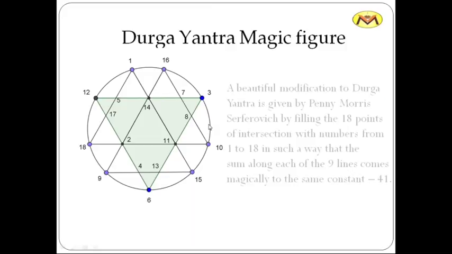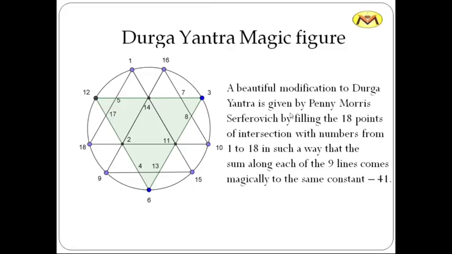So there was this mathematician by the name Penny Morris, who, when he saw this yantra, counted the number of vertices. So how did he count? He said that these lines and circles are meeting each other. So the points of intersection, he counted them, and he found that there are 18 points of intersection, and he gave a number from 1 to 18 to each of these points.